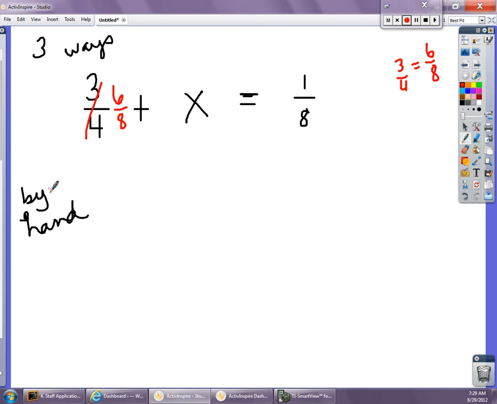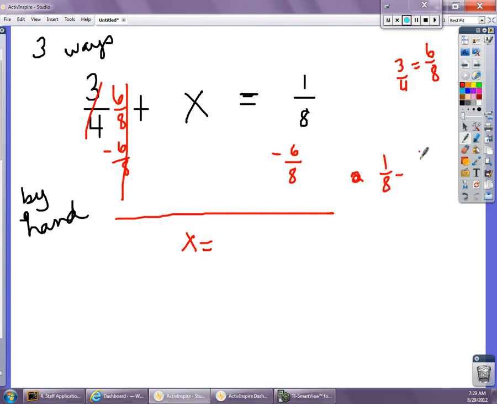Now that you have common denominators, I can move the 6/8 over by subtracting 6/8. 6/8 minus 6/8 is 0. Now on this side, I'm going to subtract 6/8. I'm left with x equals, now I have 1/8 minus 6/8. So I'm going to do that problem off to the side.